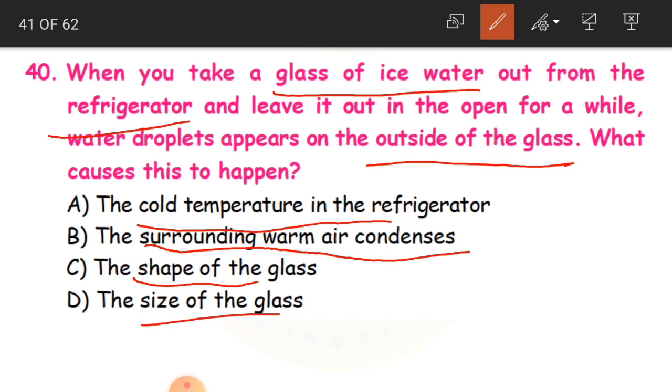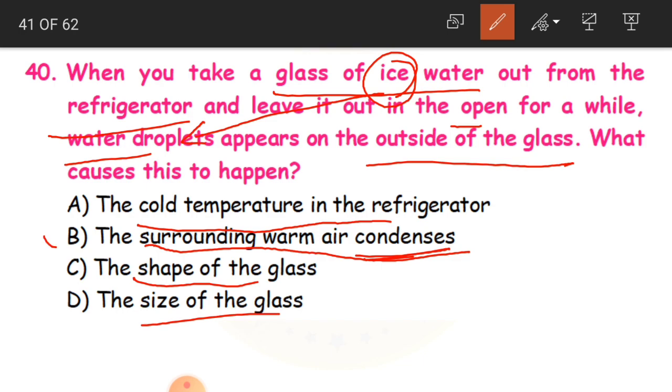Okay children. So what happens? So already we have learned about condensation. What is condensation? It is when vapor or gas or any other form of water changes into a liquid form. So when we take out the ice water from the refrigerator and keep it open, we see the water droplets. In the sense, the ice has changed into water droplets, that is liquid. This is because of condensation.